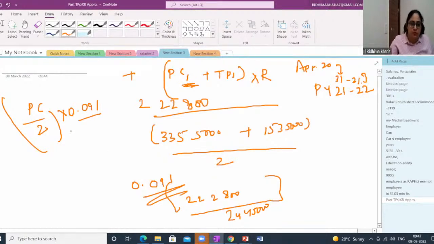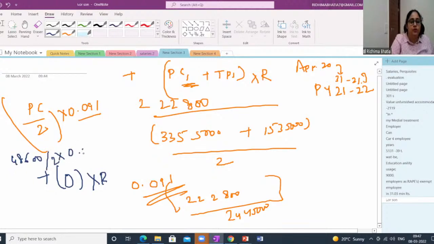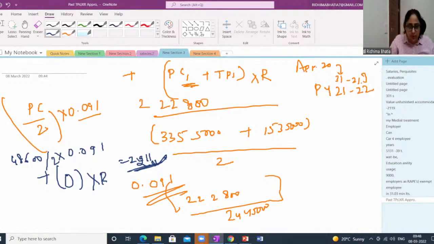So zero into R factor is 0. So PC by 2 into 0.091, which is 48,600 by 2 into 0.091, would be your annual accretion, which is 2211. This is your annual accretion taxable as perquisite. Yes, this is very typical, introduced last year itself. This is basically the first year. The chances of a question coming on this are very high, so do not worry.